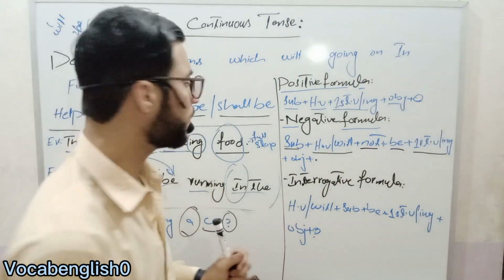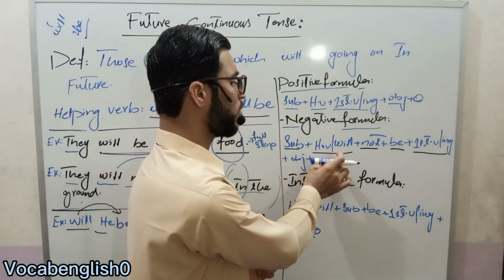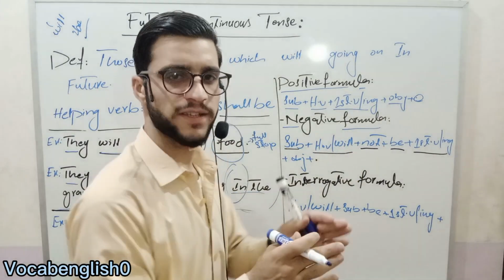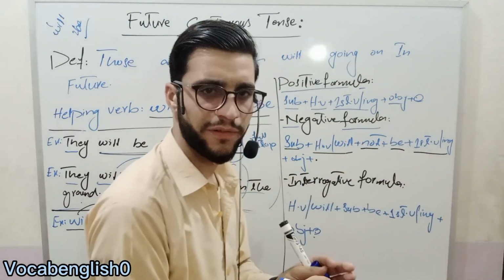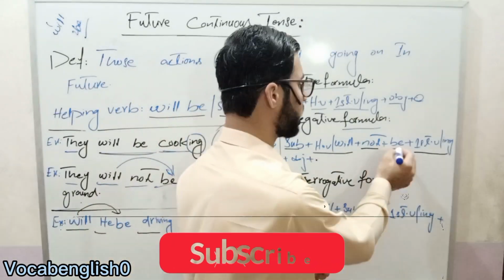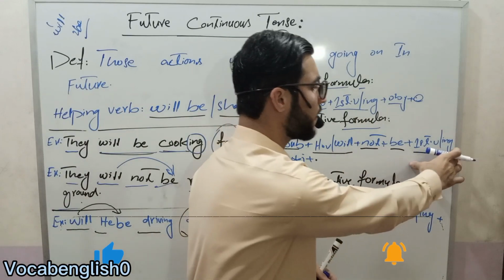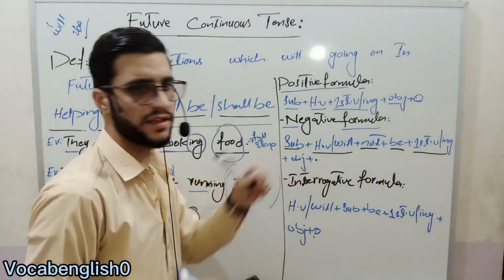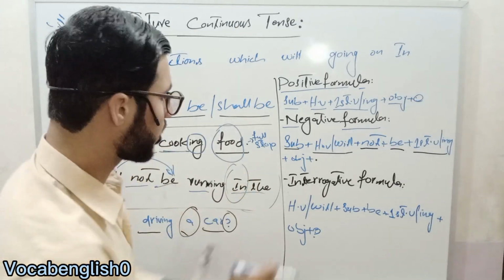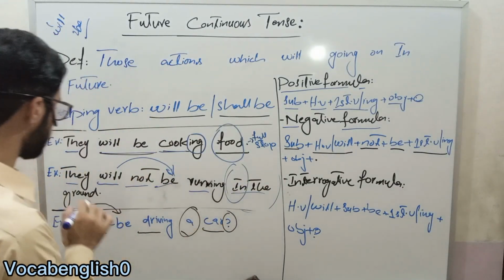What is the negative formula? Subject plus helping verb will. At the first, will comes, then not is there. Before not just will comes, after not be is coming here. The same helping verb is there. Then first form of verb with ing is present. After that, object is there. Then full stop.